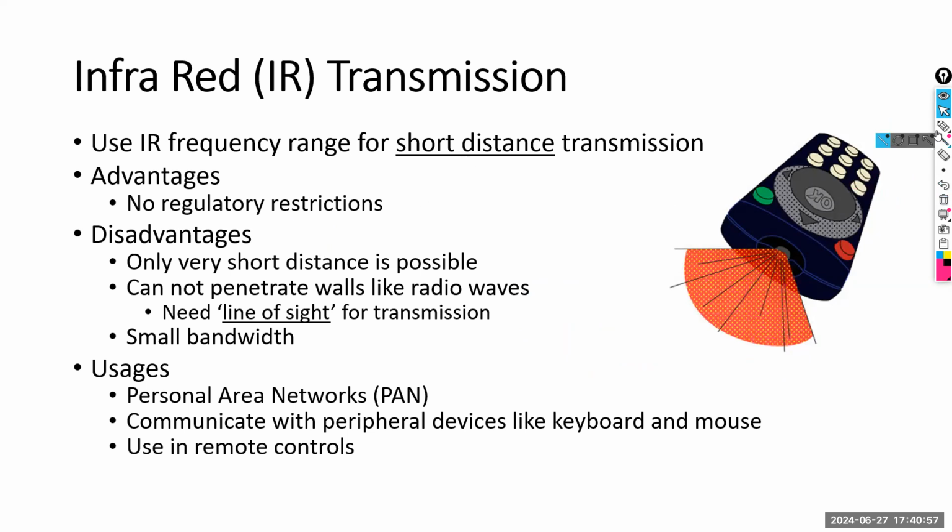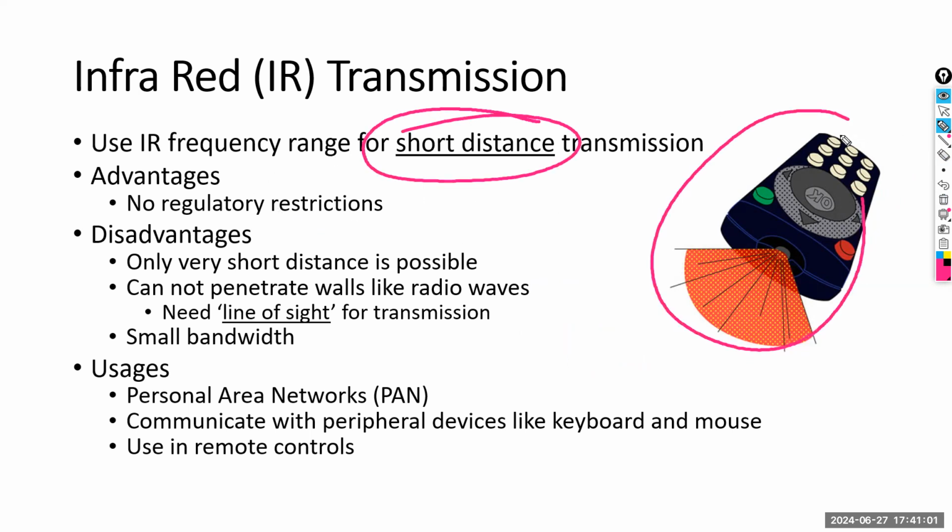So infrared is short distance. Mostly we use it in our remote controls, and also sometimes as an alternative to something like Bluetooth. But the main issue is line of sight. This is a word you must know. Line of sight means if point X wants to communicate with point Y, you must be able to draw a straight line without obstacles.